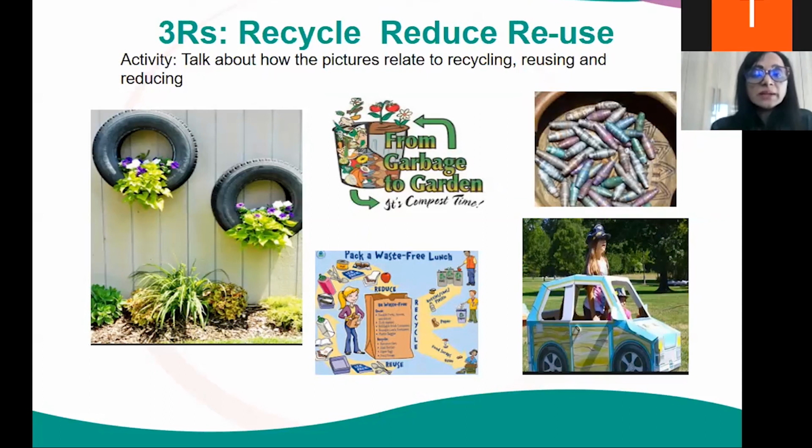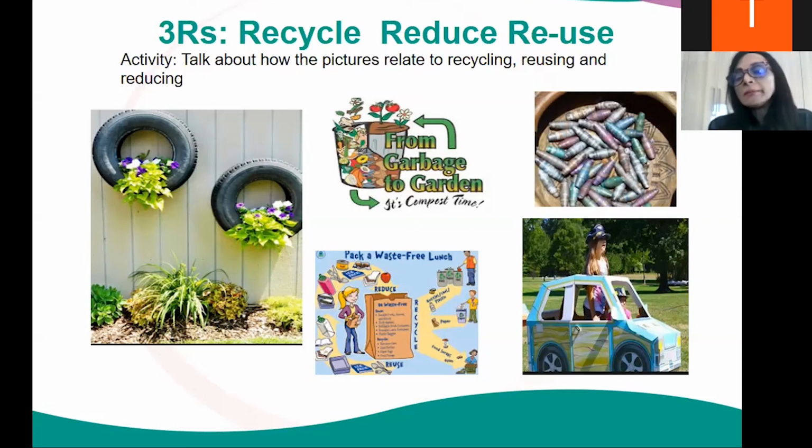Now, these are examples of the 3 R's, which stands for recycle, reduce, and reuse. So here, as you can see, old tires from cars are being used as plant holders on a wall. From garbage to garden. Remember, all your vegetable peelings, your fruits, your things that are disposable, you put them in your garden, you make a collection, and then it becomes compost and it goes to your garden.